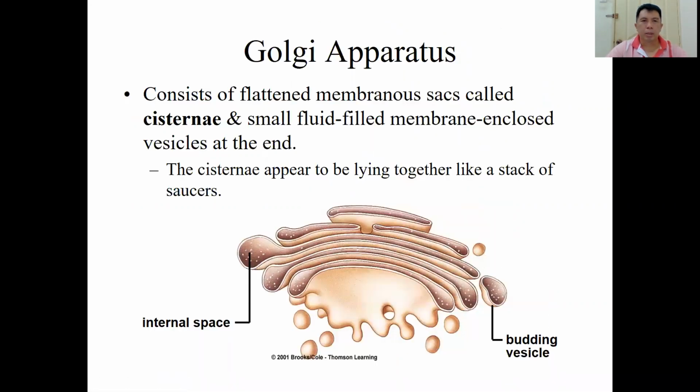Golgi apparatus consists of a flattened membranous sac called cisternae. Each of these are called cisternae, and small fluid-filled membrane enclosed vesicles at the end. You can see here the membrane enclosed, or the called membrane bound organelle vesicles. The cisternae appears to be lined together like a stack of saucers, see, like this one.